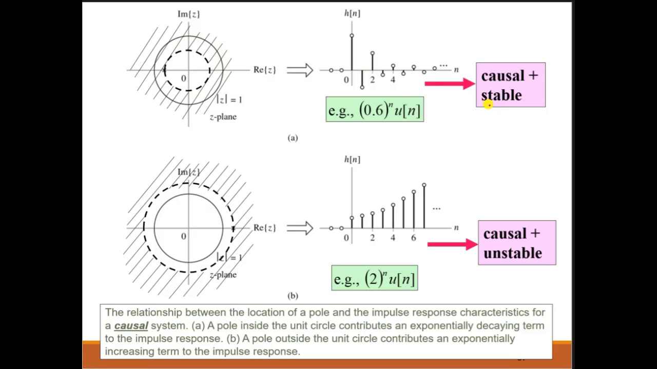So ingat ya, when it is causal dia outward, okay, bila dia stable means dia kena cover, ROC tu mesti ada unit circle, okay. Now if a pole is outside the unit circle, therefore dia punya ROC pula keluar, ke arah outward, so unit circle dekat dalam unit circle di luar region ROC ni. So it is a causal system but it is unstable because unit circle dia bukan berada dalam ROC. Okay.